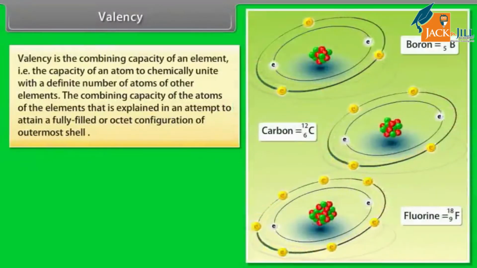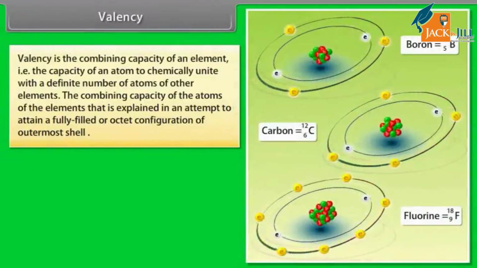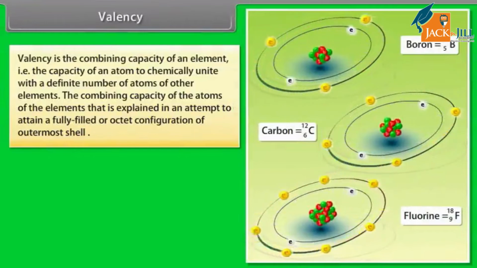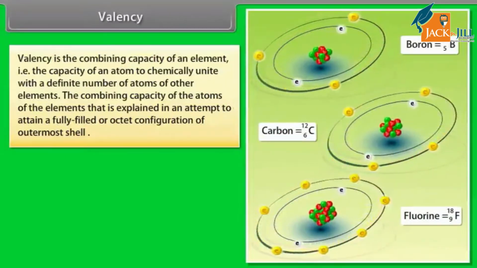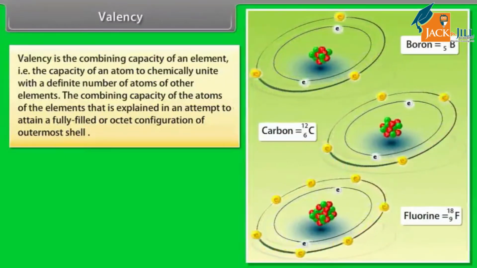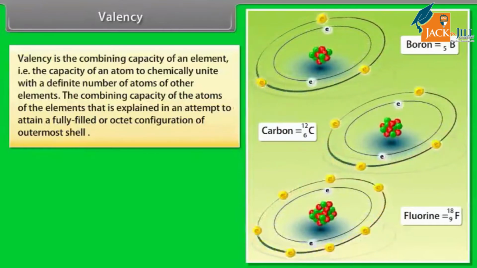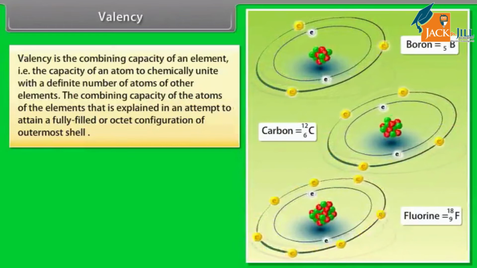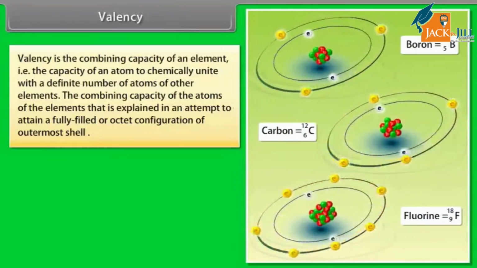Valency. Valency is the combining capacity of an element, that is, the capacity of an atom to chemically unite with a definite number of atoms of other elements. The combining capacity of the atoms of the elements is explained in terms of an attempt to attain a fully filled or octet configuration of the outermost shell.